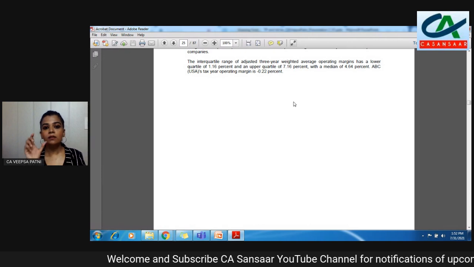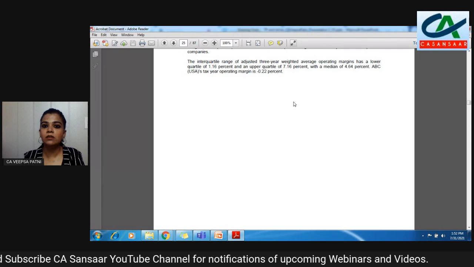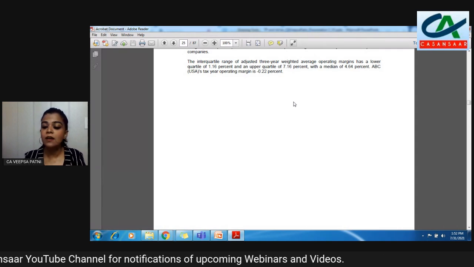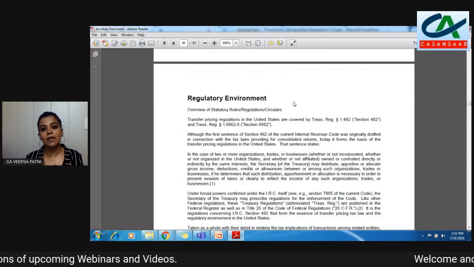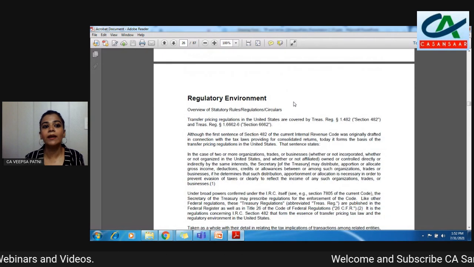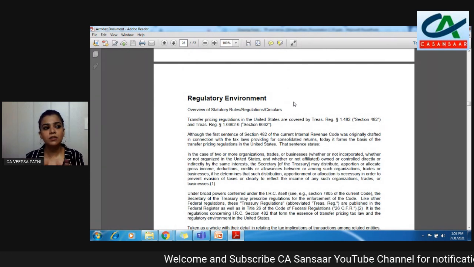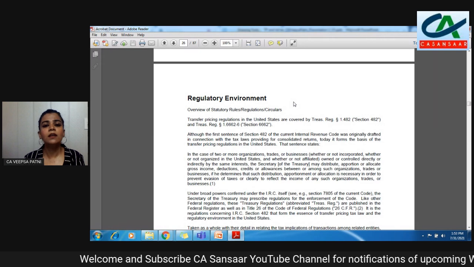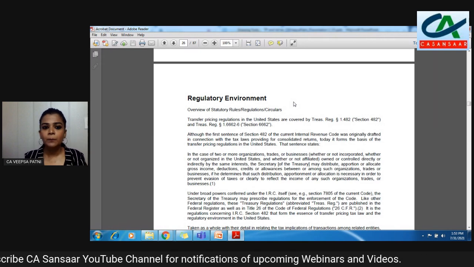And that is how eventually we conclude whether this transaction is at arm's length or not. It talks about the arm's length range. What is the range? What is the margin? We will talk about it later. But for now, if it is concluded that the margin earned by your entity is the same or similar to the margins earned by other entities in the market, that means that the transaction has been undertaken at arm's length.